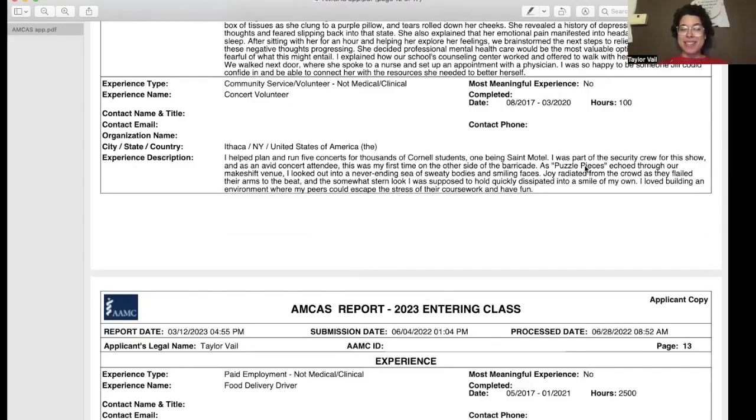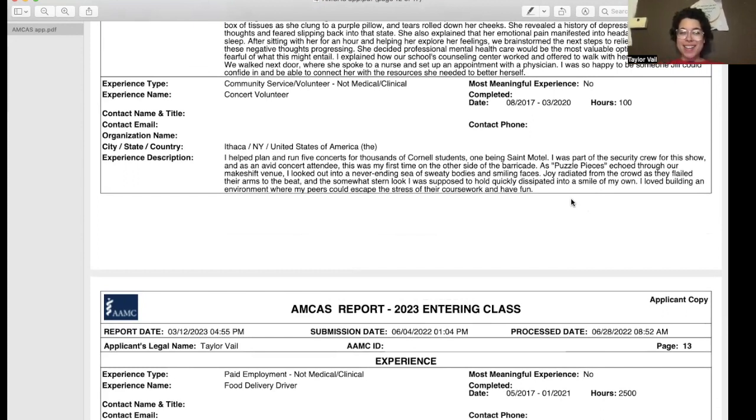Okay, next I want to talk about this community service that's not medical at all. For this one, I actually helped run concerts at Cornell, which was really fun. I helped plan and run 5 different concerts in which thousands of Cornell students attended.